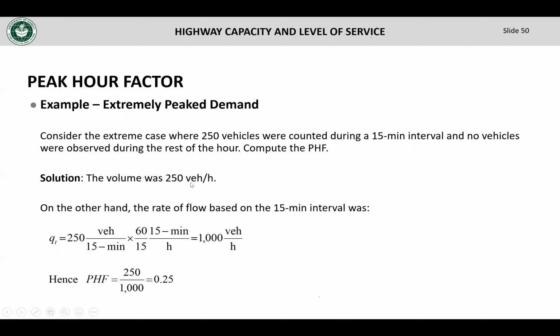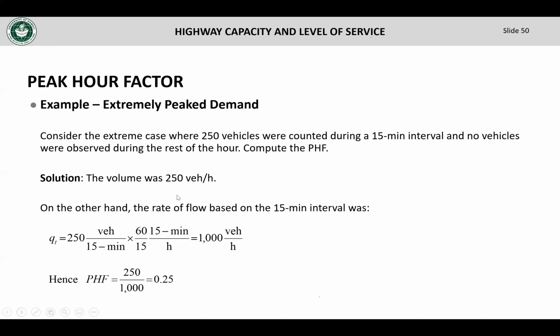So the volume now is, in the hour you counted 250 vehicles. That's it. The 250 vehicles you counted in this 15-minute period is the total number of vehicles you counted in the hour, because the rest of the hour you had no vehicle. In terms of the rate of flow, you counted 250 vehicles in a 15-minute interval, and now you have 60 divided by 15 for 15-minute intervals per hour. So if you multiply 4 times 250, obviously this count is equivalent to 1,000 vehicles per hour.